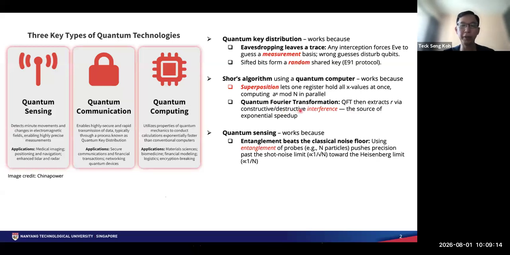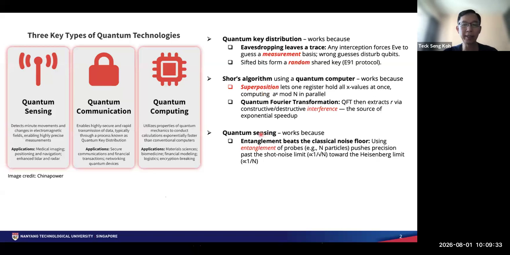So what is the point here? The point is it works because of what we call superposition in quantum mechanics, where you can have a bit that is both 0 and 1, unlike a classical bit that is either 0 or 1.